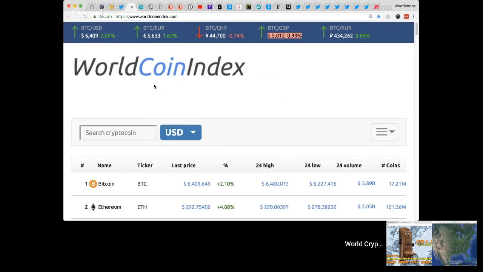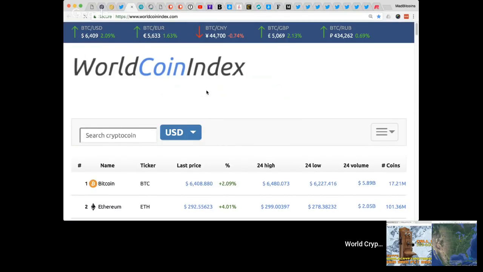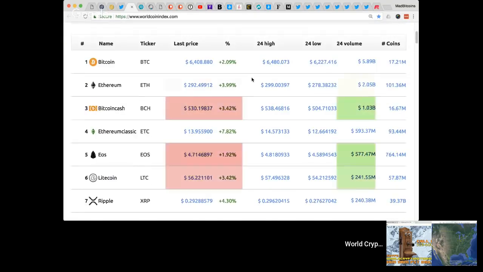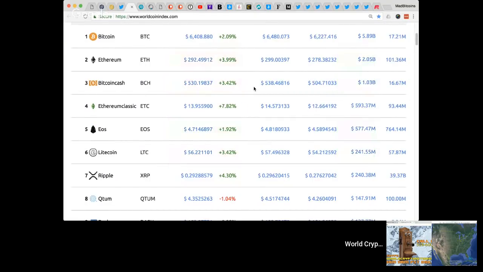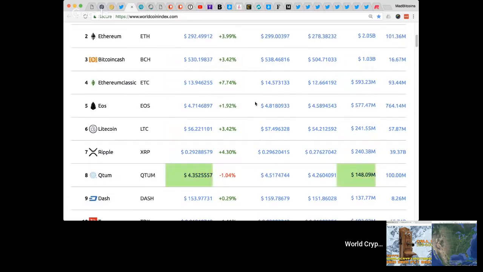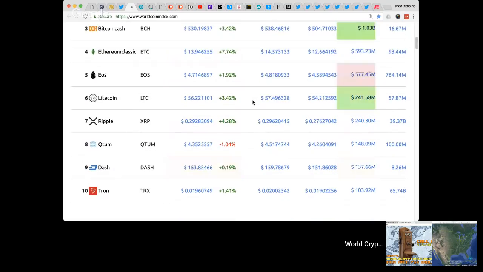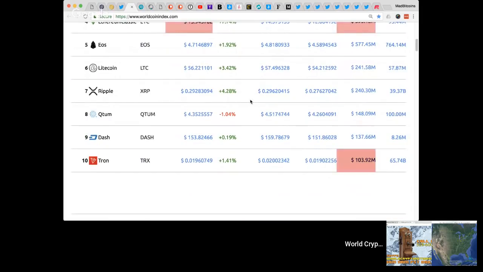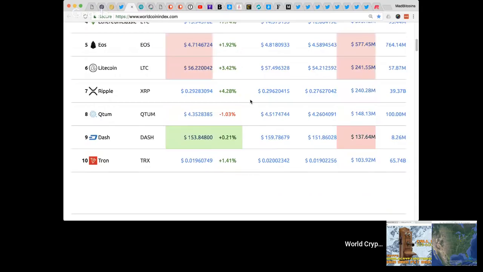And here are your top 10 altcoins sorted by volume according to WorldCoin Index. Ethereum up 4%, Bitcoin Cash up 3.5%, Ethereum Classic up almost 8%, EOS up 2%, Litecoin up 3.5%, Ripple up 4.25%, Qtum down 1%, Dash is even, and Tron is up 1.5%, rounding out the top 10.